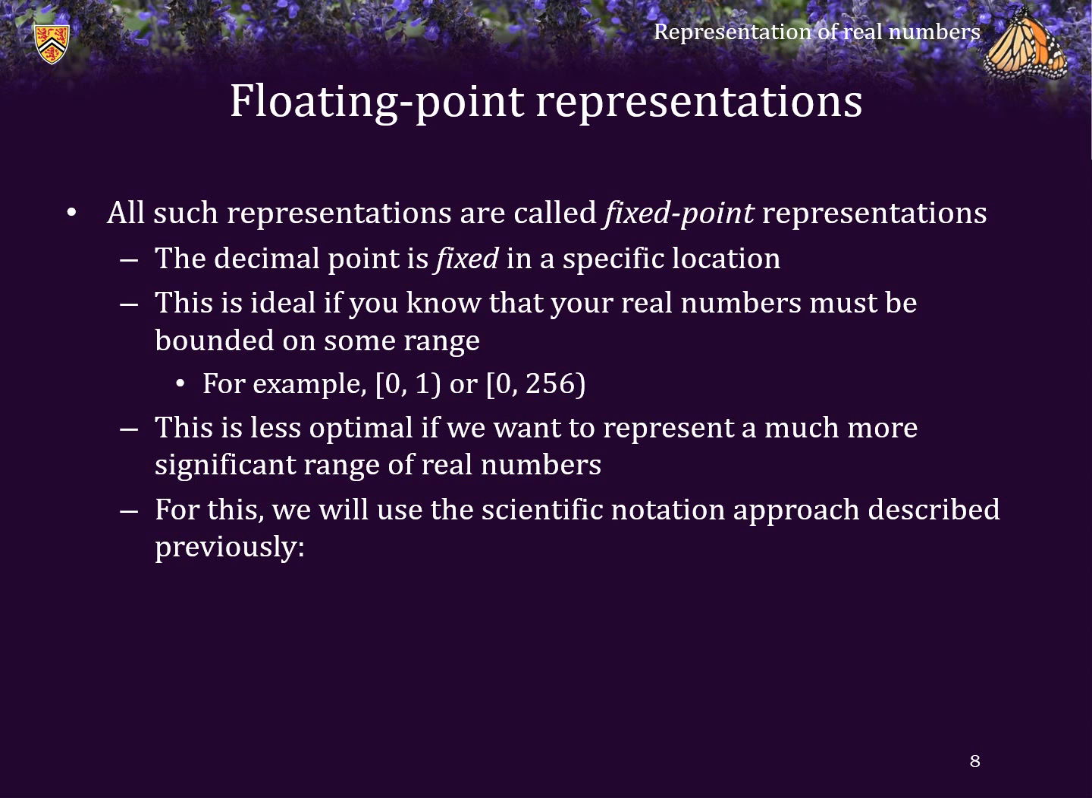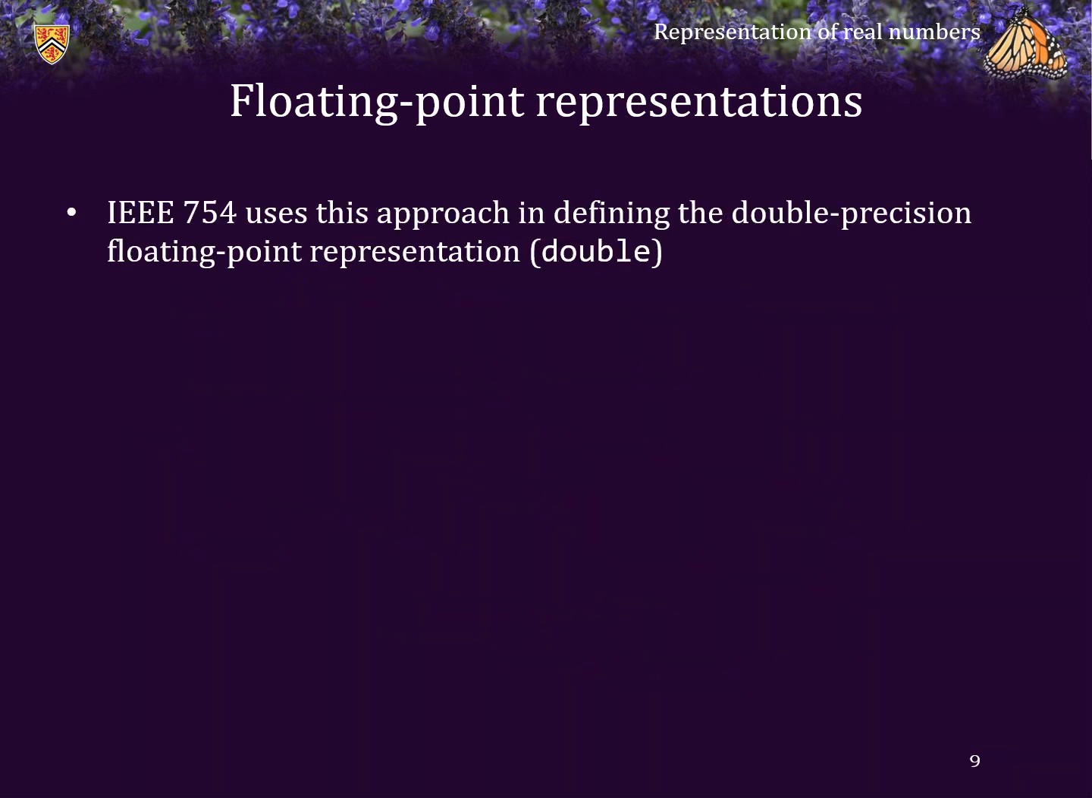So, to represent a more general range of numbers, we're going to instead use a scientific notation approach that we've described previously. Now, the scientific notation has an integer component followed by mantissa, be it for decimal or for binary. In addition, in both cases, we have the base raised to an appropriate power. IEEE 754 uses this approach in defining the double precision floating point representation, or double, representation of real numbers.